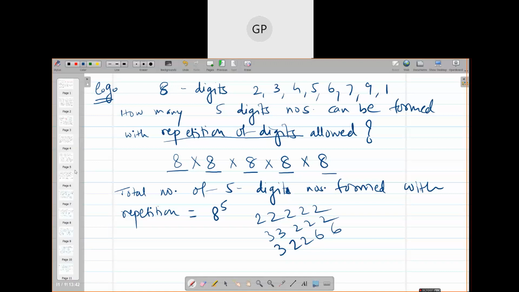So in the next lecture, that is on Saturday, we will see what are combinations.